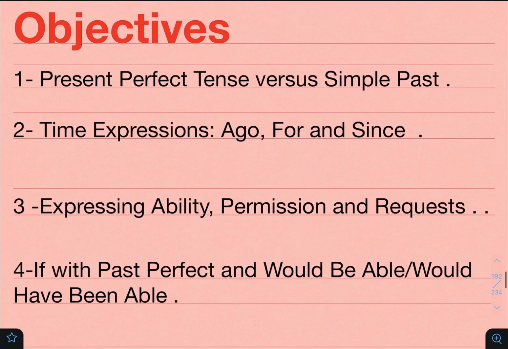So right now let's take a look at the objectives. Number 1, present perfect tense versus simple past. Number 2, time expressions ago, for, and since. Number 3, expressing ability, permission, and requests. And number 4, if with the past perfect and would be able or would have been able.